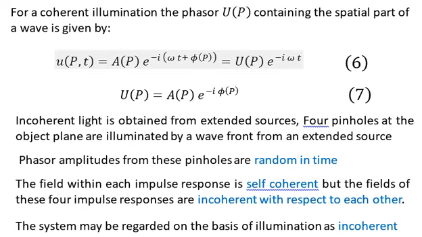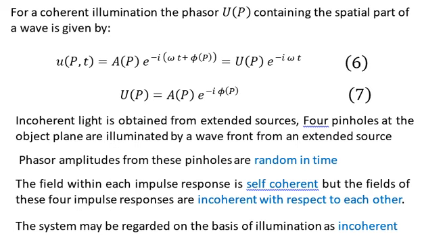Here capital U of p has been written in equation number 7. So capital U of p is equal to the amplitude at the position p multiplied by the phase term, which is e to the power minus i phi of p. The phase phi of p is the phase at the position p, and a of p is the amplitude at the position p, and U of p is referred to as the phasor at the position p.